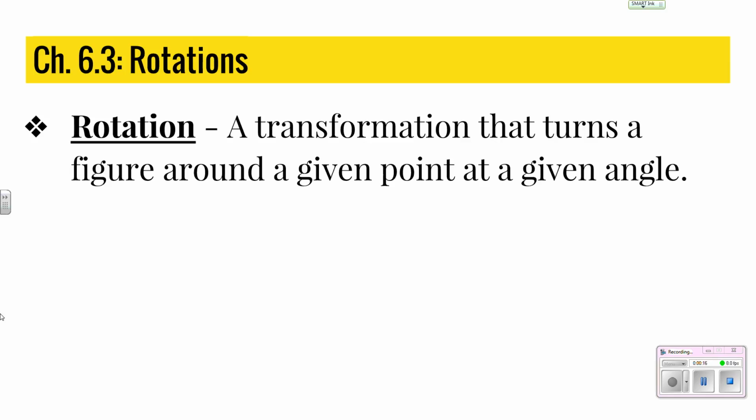A rotation, just to reiterate, is a transformation that turns a figure around a given point. And the given point that we are going to work with is the origin. That's the point for our class we're going to work with. It's not the only point to rotate around, but for our class, that's what we're going to focus on. So that's our given point, but it's a rotation that turns a figure around a given point at a given angle. What that means, the given angle, is 90 degrees, 180 degrees, and 270 degrees and on. So those are the angles that we're talking about, clockwise or counterclockwise, whichever the case may be.